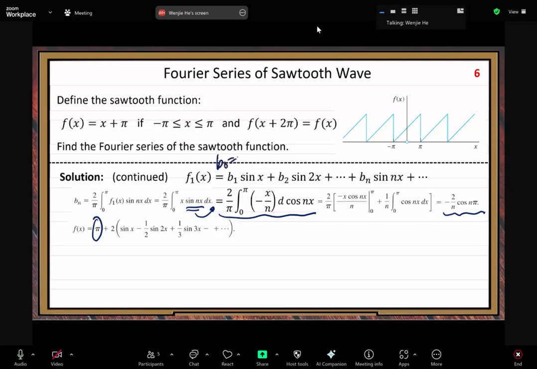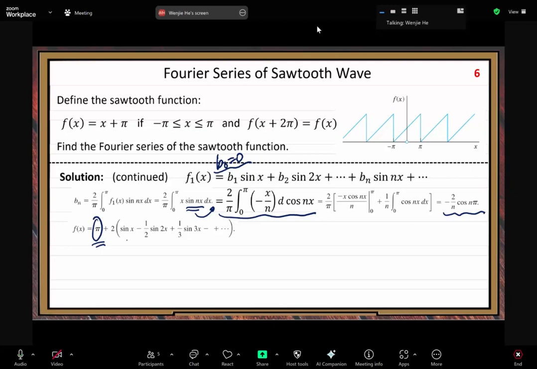B0 is 0, right? The constant part is 0, but this pi comes from the f2 part. So pi plus that B0, 0, we get a constant pi. So this is the Fourier series of the f function. Very simple. After we find the Fourier series of f, can we apply Parseval's identity?